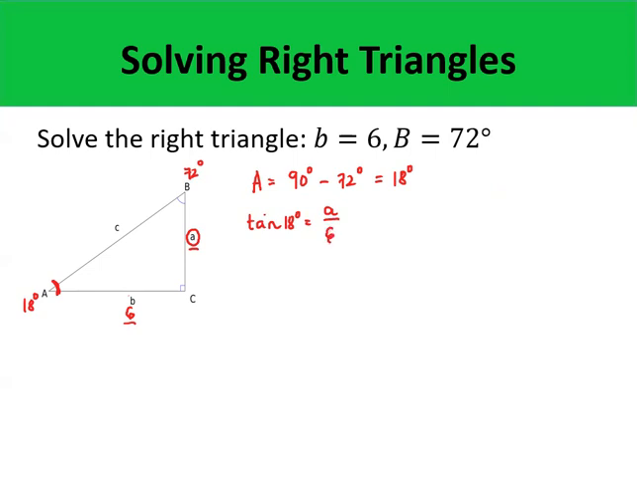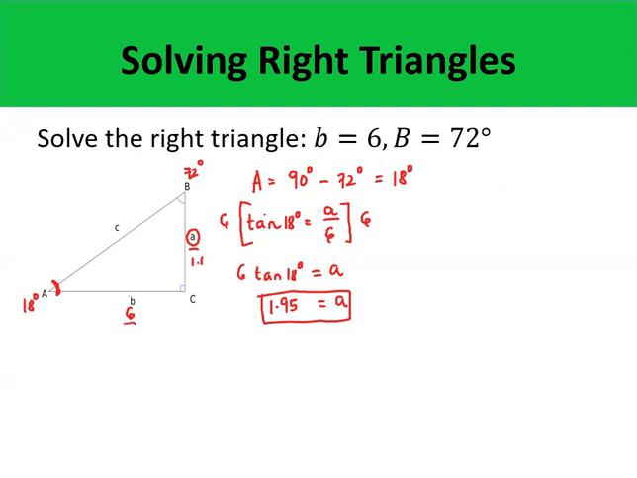In this case, we can multiply both sides of this equation by 6. And that gives us A is equal to 6 times tangent of 18 degrees, which is equal to 1.95 units. So that's the value or the length of side A.